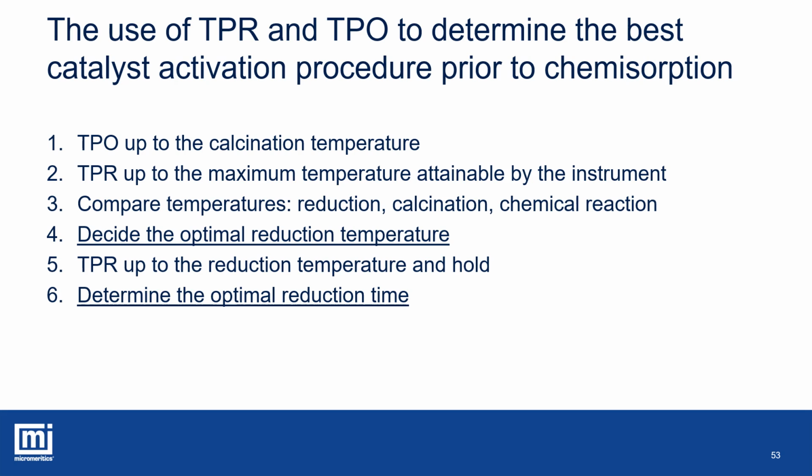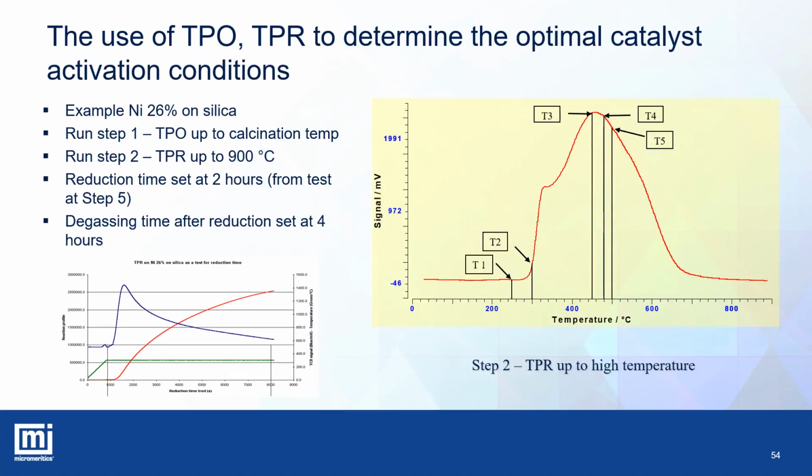In this example, a supported nickel catalyst was tested according to the suggested procedure. The TPR up to 900 degrees gives a profile where the reduction begins at about 300 degrees and the peak maximum is at 450 degrees.